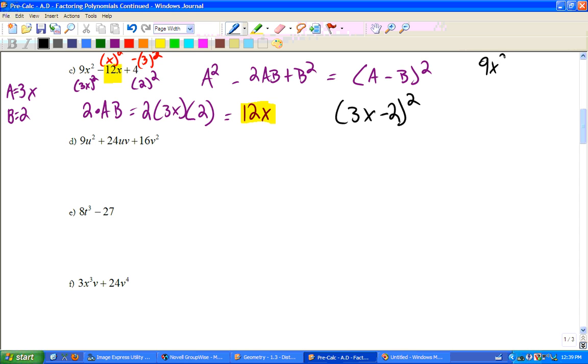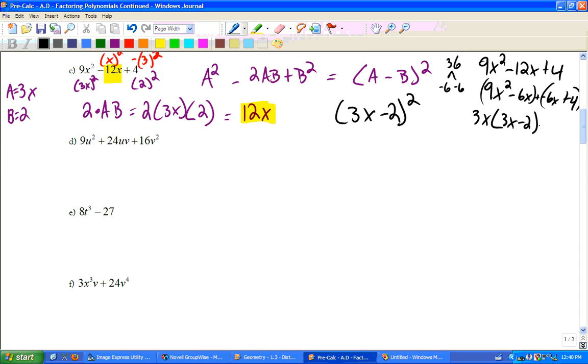Really quickly on the side, we could take 9x squared minus 12x plus 4, multiply those together, and you're looking for factors of 36 that add together to give you negative 12. Those would be negative 6 and negative 6. So 9x squared minus 6x plus a negative 6x plus 4. You're going to group. Factor out a 3x, and you're left with 3x minus 2. Factor out a negative 2, you're left with 3x minus 2. Group those again: 3x minus 2 times 3x minus 2 gets us right back to 3x minus 2 squared.